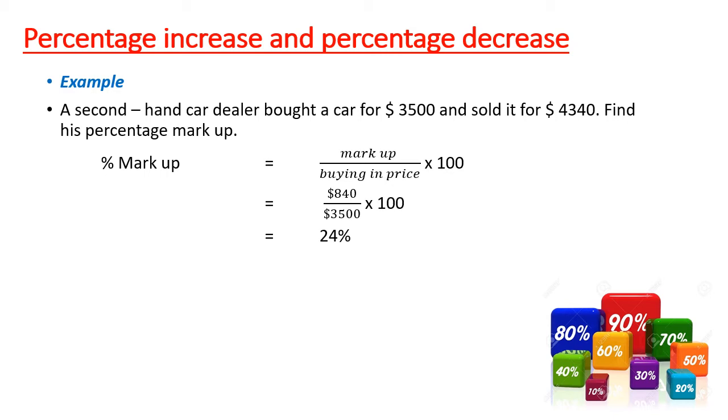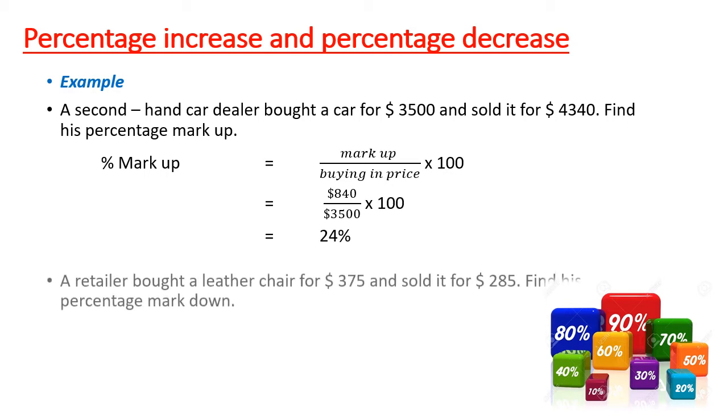Then you can put that answer as the markup. 840 divided by buying price 3,500. Multiply it by 100. The final answer for percentage markup is 24 percent.